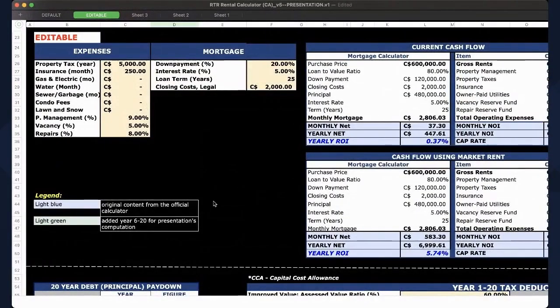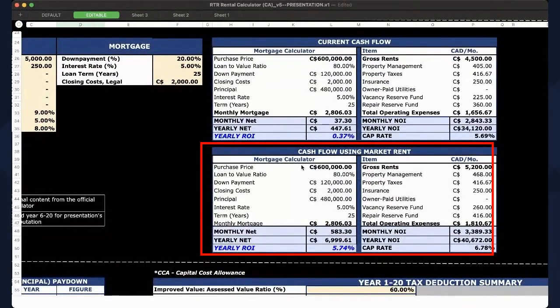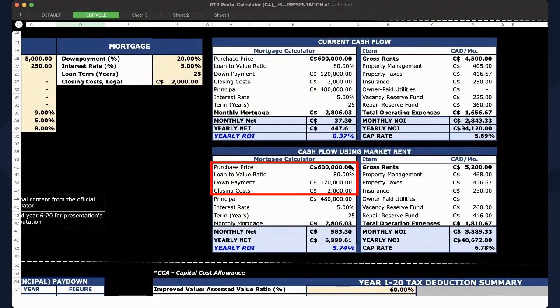The very, very first calculator that you're going to be paying attention to is this current cash flow and cash flow using market rent. So this is auto-populated. You're not filling anything out here. It has the purchase price, 80% loan to value. This is the down payment. This is your legal costs. It's pulling right from here. The principal that is here, this is what you're going to have a mortgage for. We put in the 5% in 25 year. It's already pulling it right from here. And then it's going to give you what your monthly mortgage price is. Then you have your monthly net, yearly net, and your yearly ROI. Obviously, from current rents today to what we're planning to bring it, we can see how much improvement we're going to bring here.